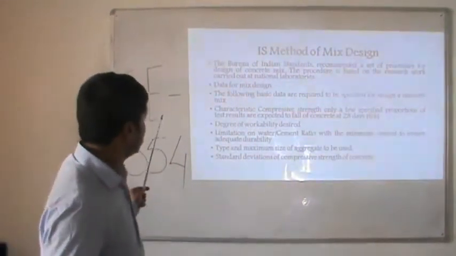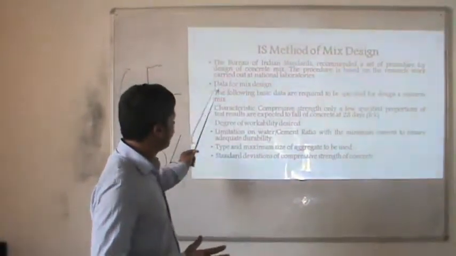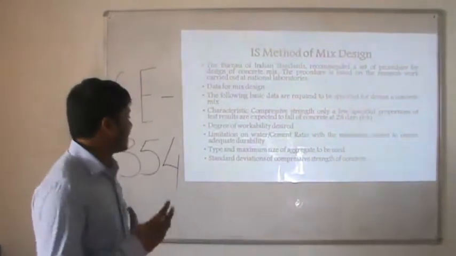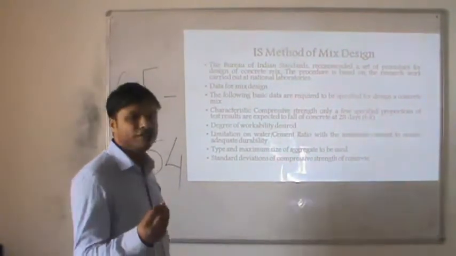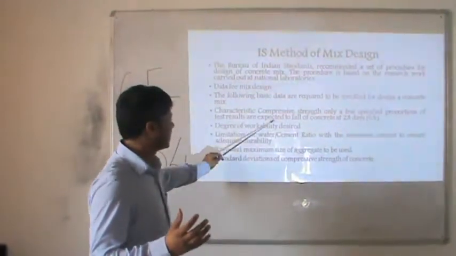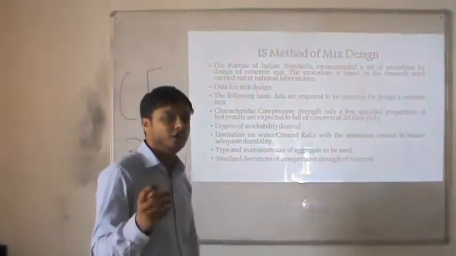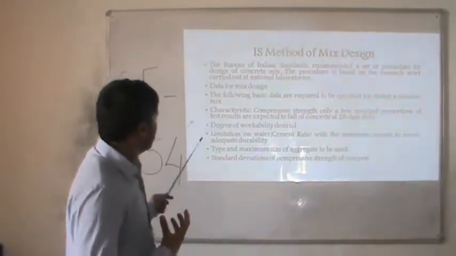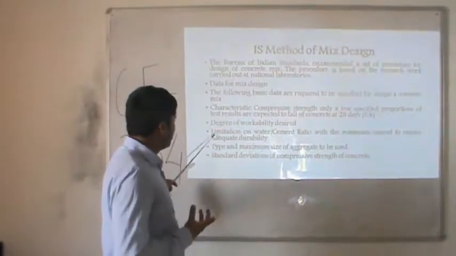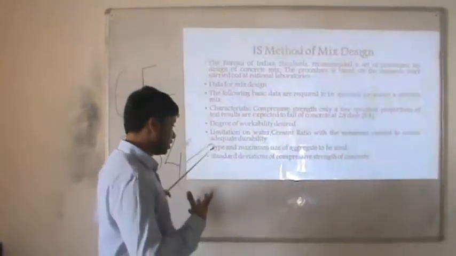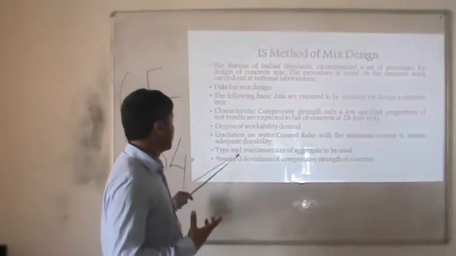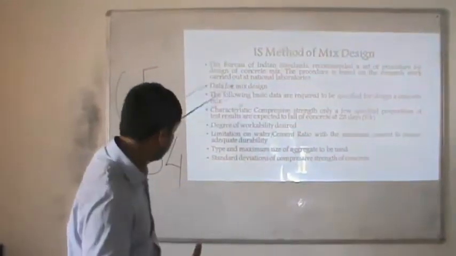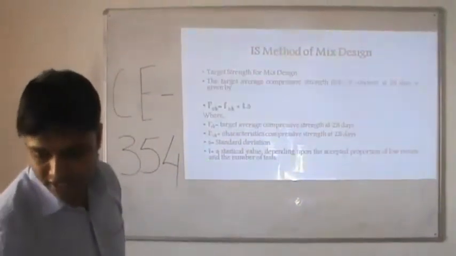Now, the data for mix design. The following basic data are required to be specified for designing a concrete mix. Characteristic compressive strength of the concrete at 28 days, below which only a few specified proportion of the test results are expected to fall. So we have to see the characteristic compressive strength of the concrete, the degree of workability desired, limitation of water cement ratio, minimum cement content, type and maximum size of the aggregate to be used, and the standard deviation of the concrete. So these are the things which will be given while designing an IS mix.